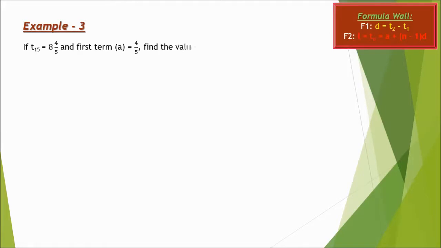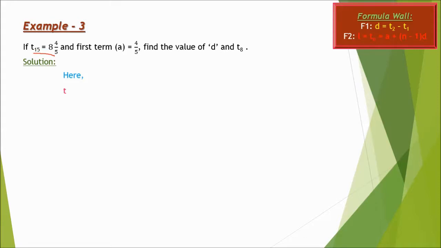Example 3. A similar sort of example here, but we have to find the value of d. In the previous example, we found the value of a, but right now we have to find the value of d. Solution: what will be the T15? It will be a plus 14d.